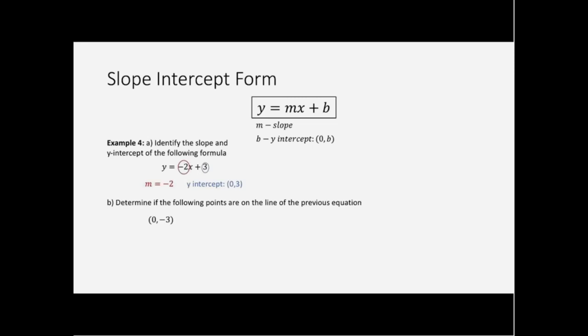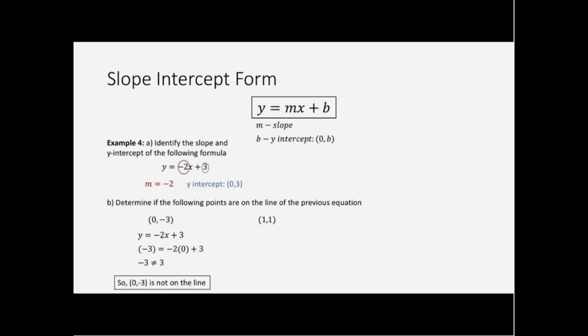To test to see if that's on the line, I'm going to pull that equation down, y is equal to negative 2x plus 3, and test my solution, (0, negative 3). I'll plug that into the equation. 0 times negative 2 is 0, so that leaves me with 3 on the right side and negative 3 on the left side. Those two sides are not equal, so that does not check out. Since we're talking about lines, (0, negative 3) is not on the line.